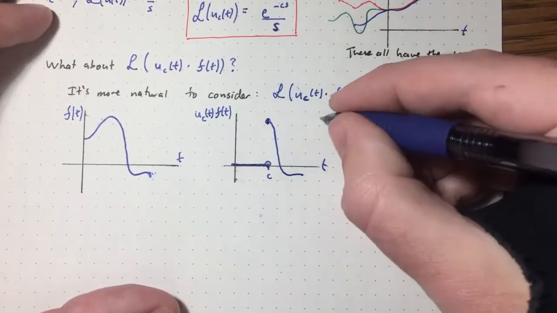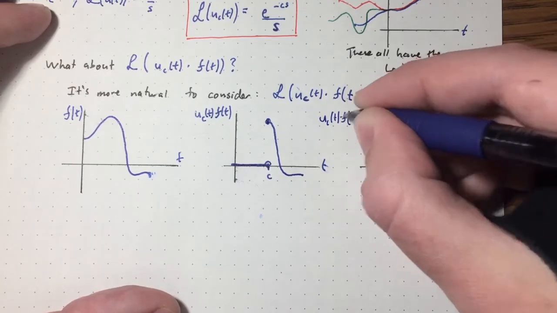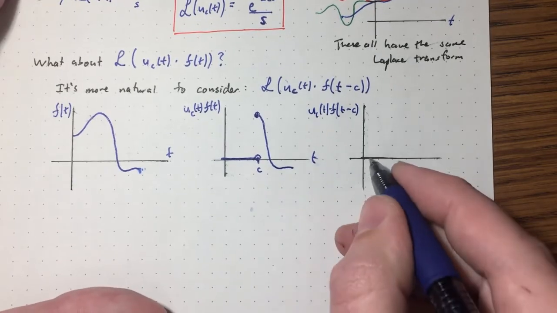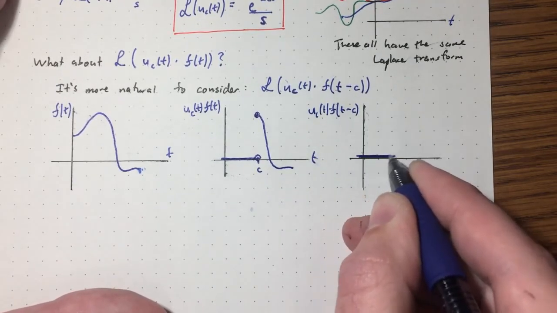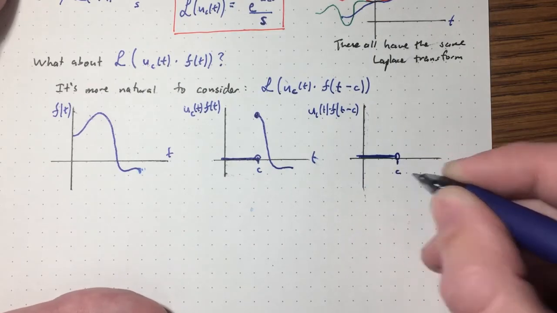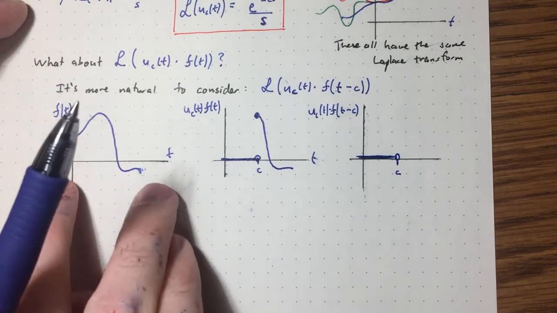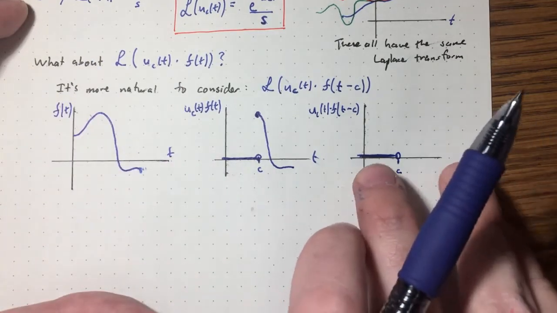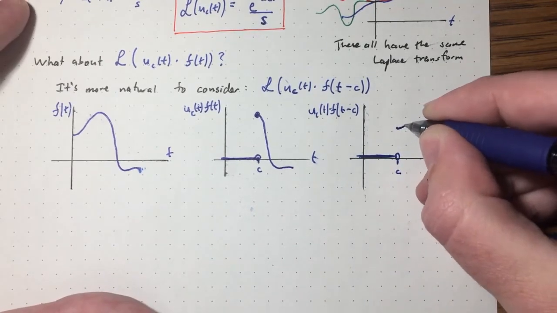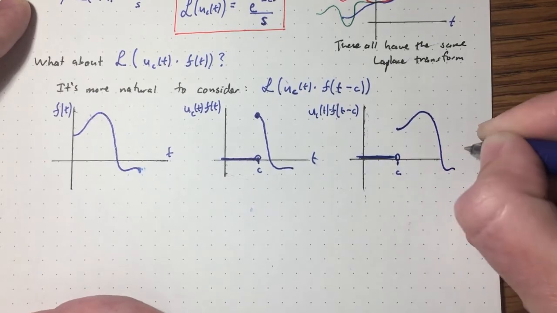What about UC of t times f of t minus c, like that? What does this do? Again, it's 0 up until t equals c. Okay, but then what is going to happen at t equals c? I have the graph of not f of t, but f of t minus c. So it's this shifted over exactly the right amount to start at t equals c. So it's going to look something like this. Okay.